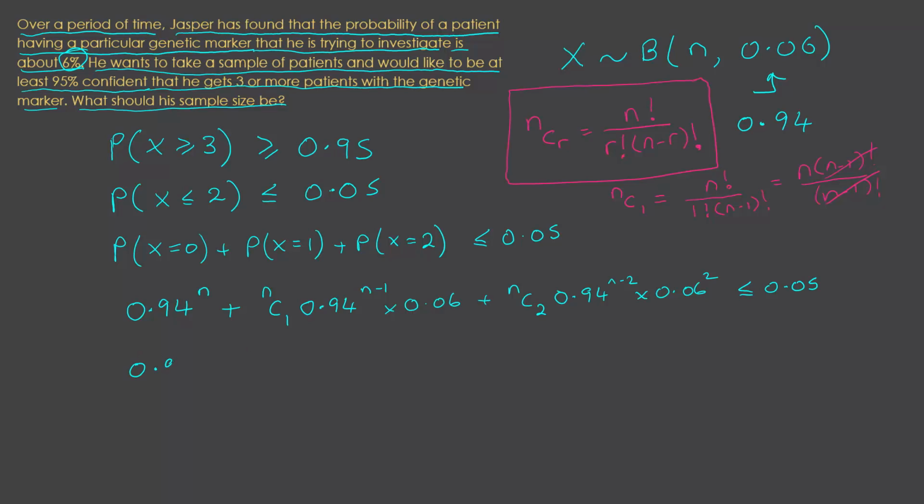So what we have here is 0.94 to the n plus n times 0.94 to the n minus 1 times 0.06. And then by a similar analysis as we did up here, nC2 is n times n minus 1 over 2. And then that's going to be multiplied by 0.94 to the n minus 2 and 0.06 squared. And we need that to be less than or equal to 0.05.